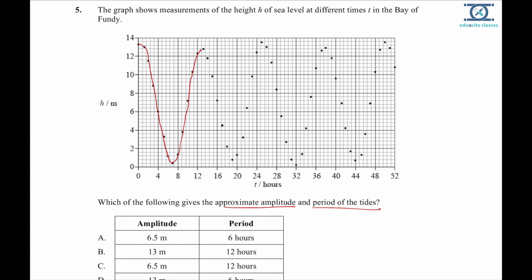So I just joined the points freehand. You can use a pencil in your examination. So you just see, we know what amplitude is. Amplitude is the maximum displacement from the mean position.